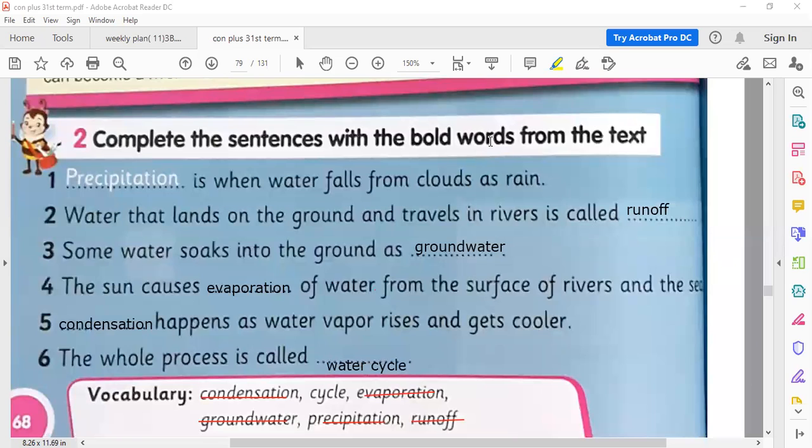Teacher, write it water cycle. Let's write it water cycle. Don't write cycle only. Water cycle.